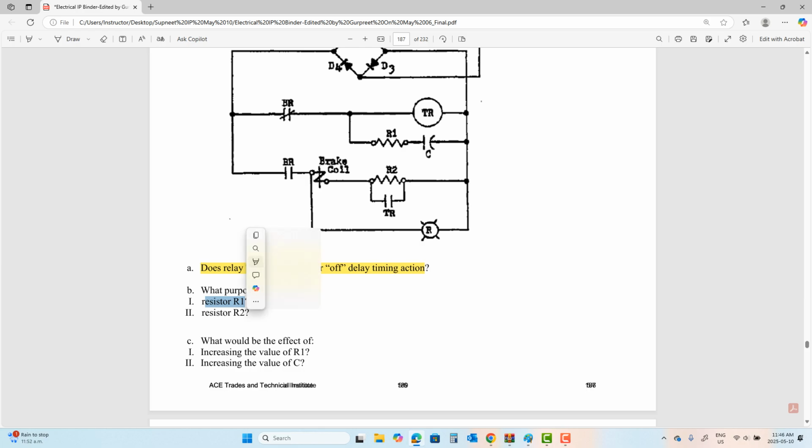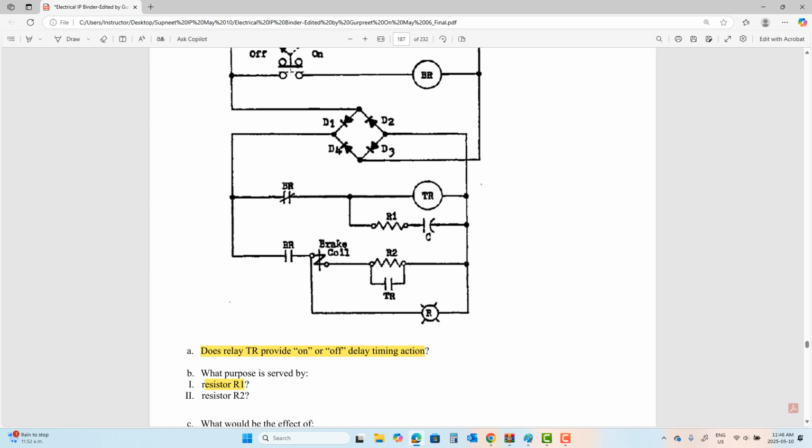What is the job of R1? Determines the time delay interval. R1 controls the time delay. What's the job of R2? It's a current limiting resistor. Yeah. It will suck up what the brake coil doesn't need. It's in series with the brake coil, right?